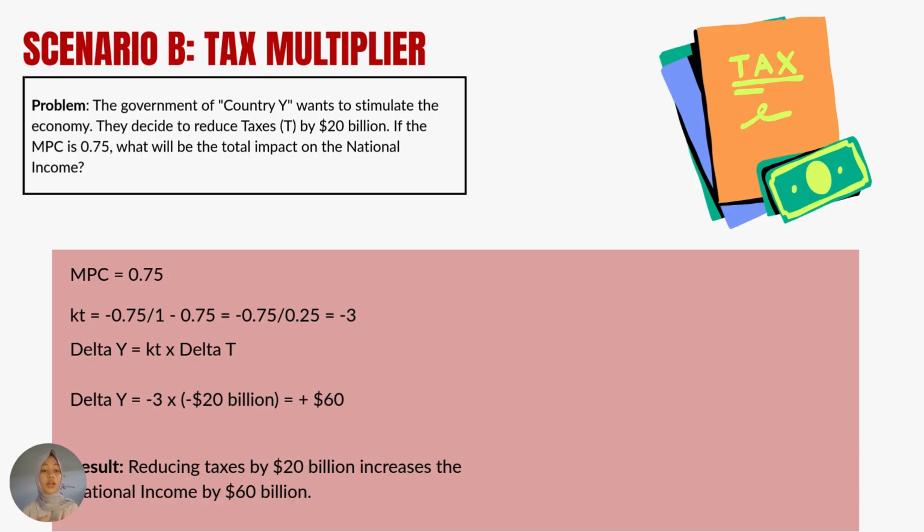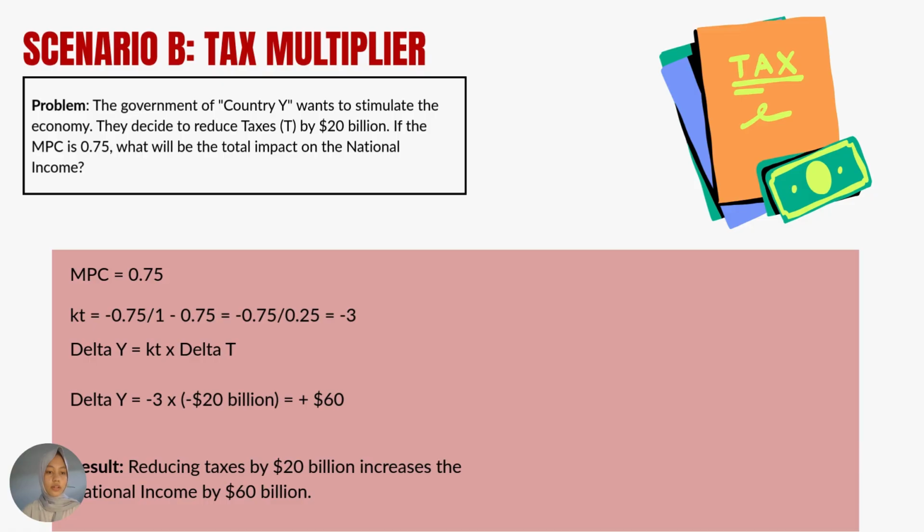So we identify again the MPC, and we already know here that the MPC equals 0.75. Next, we calculate the tax multiplier. So K sub T equals minus 0.75 over 1 minus 0.75, which equals minus 0.75 over 0.25, which equals minus 3.